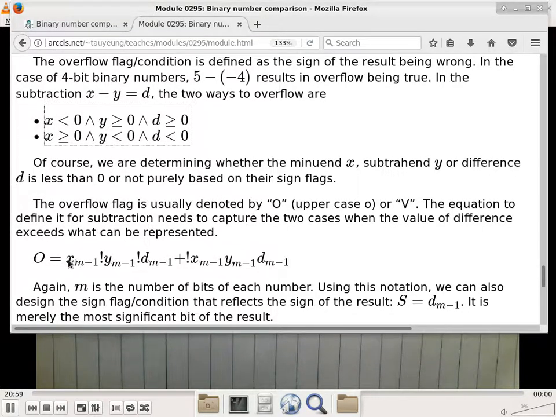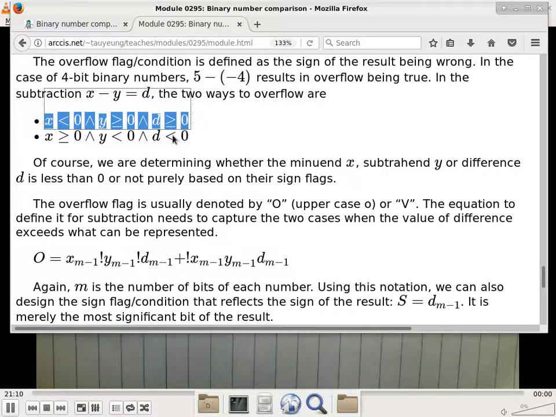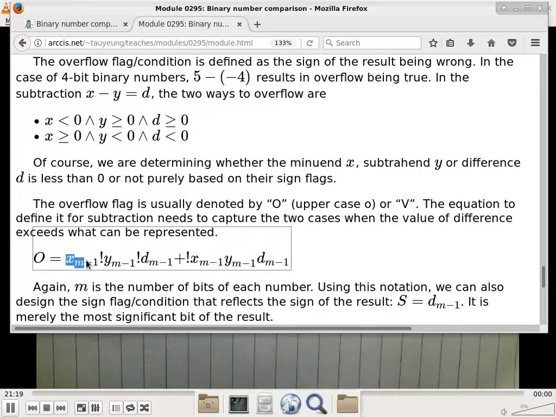Okay, so let me just point out this conjunction here. This conjunction is mapping to this conjunction over here. Can everybody see how these two are related? The assertion of x subscript m minus 1, which is the most significant bit of x, is mapping to x is less than 0, or the value represented by x is less than 0. Is that okay? Because that is, after all, the sign bit. And remember, if the sign bit is a 1, the value represented is less than 0.